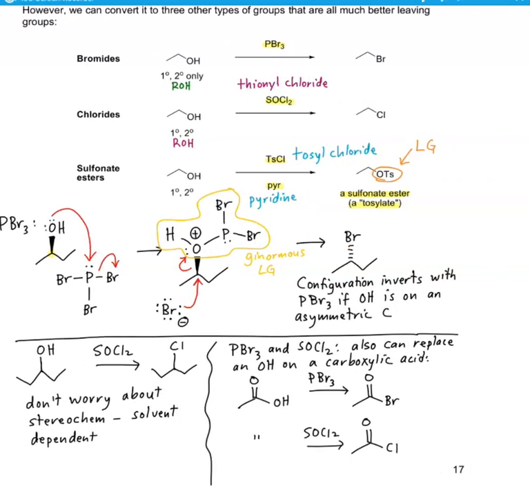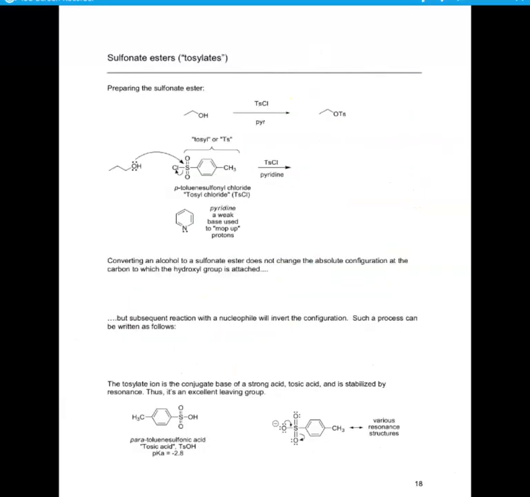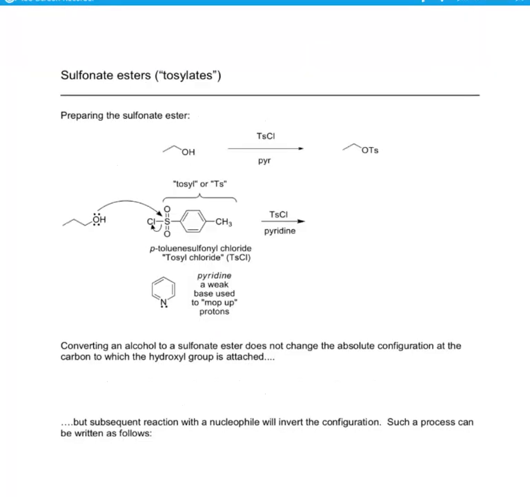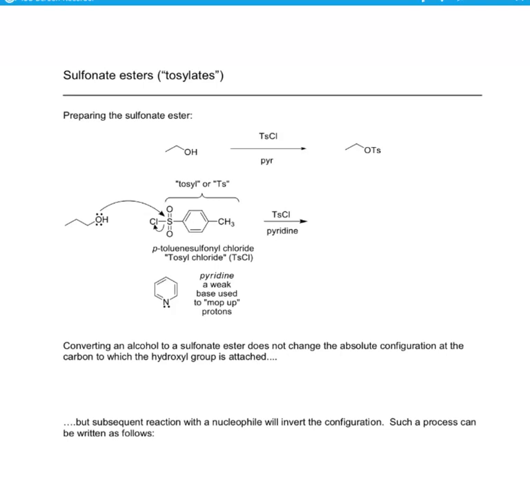Okay, now let's look at the details of tosyl chloride and pyridine. So using tosyl chloride and pyridine with an alcohol allows us to prepare something that we call a sulfonate ester or a tosylate. So that's this guy over here. This is the sulfonate ester or tosylate. Okay, so what are these reagents? Tosyl chloride stands for para-toluene sulfonyl chloride, or TsCl. So its structure is shown here.